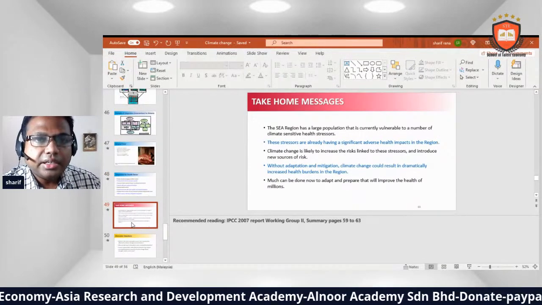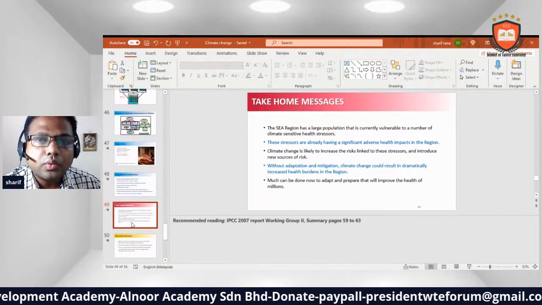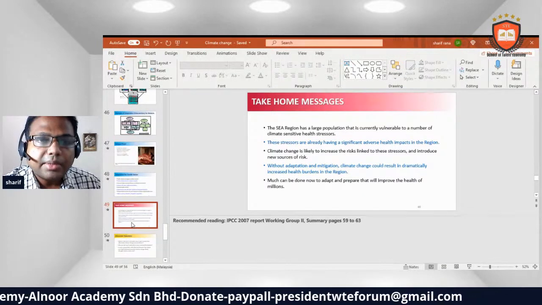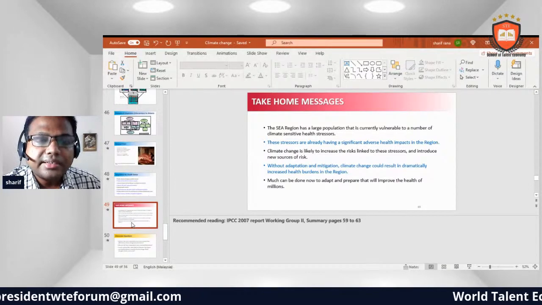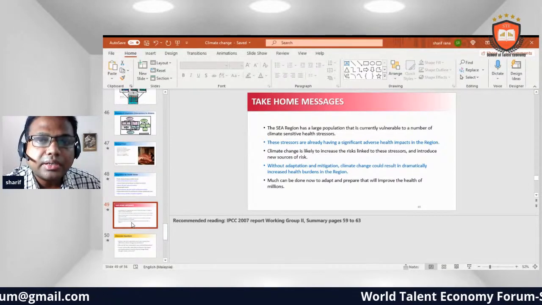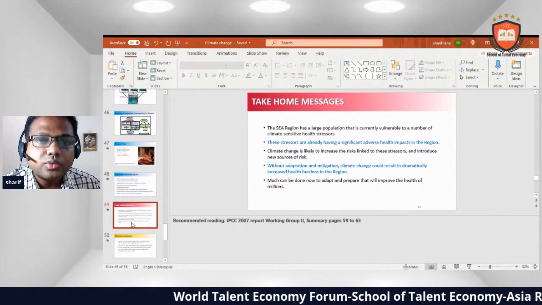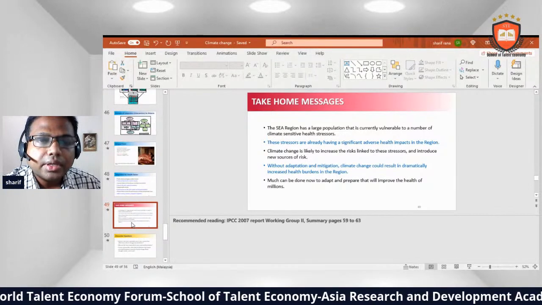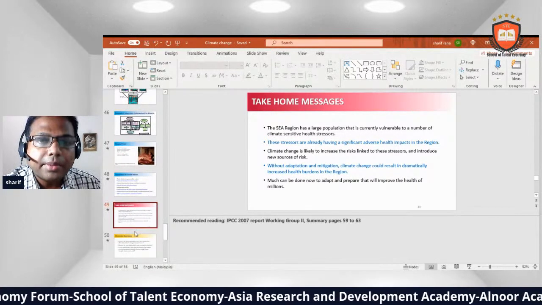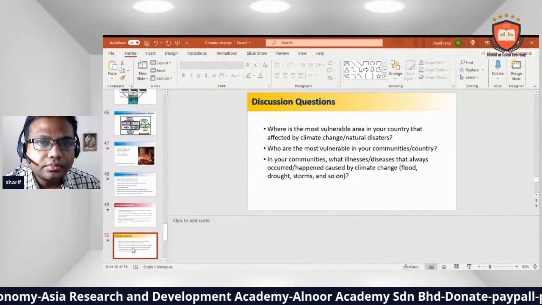Take home message: the region has a large population that is currently vulnerable to a number of climate-sensitive health issues. These sectors already have a sign of adverse health impact in the region. Climate change is likely to increase the risk to these sectors. Without adaptation and mitigation, climate change could result in dramatically increased health burdens in the region. Much can be done; to adapt and prepare will improve the health of millions.